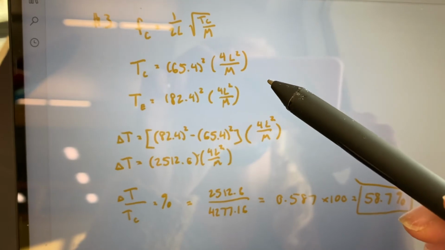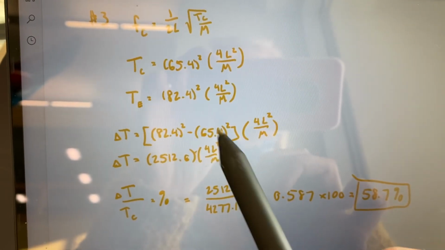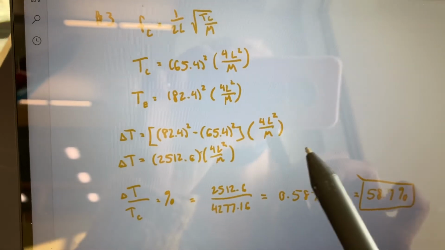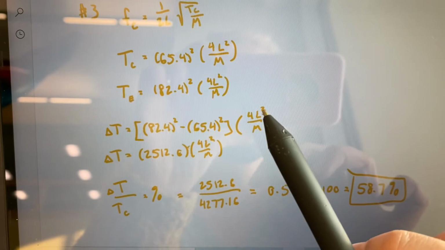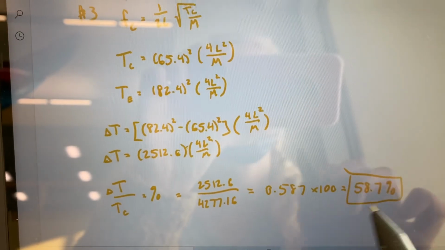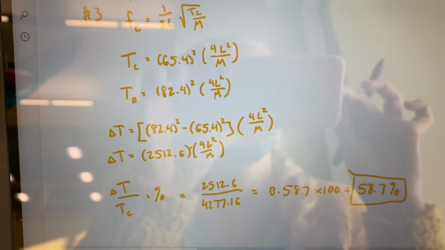So we take our hertz, find the difference in that, and then like I said, once we actually put it into the percentage, these two cancel, and we end up with a 58.7% change, and that's the answer.